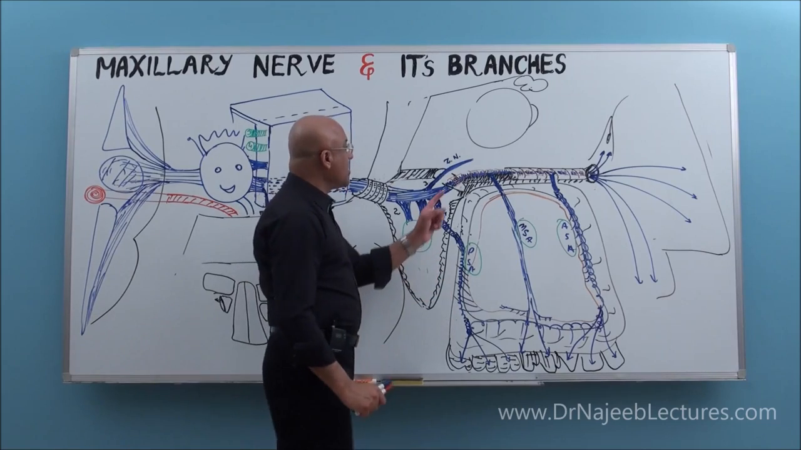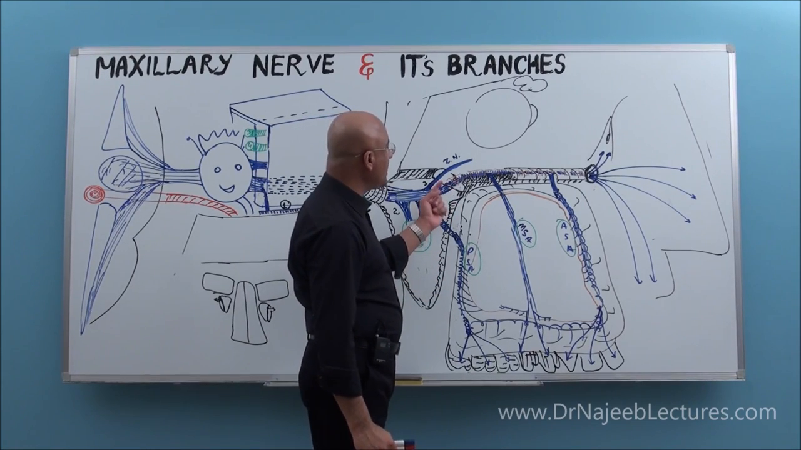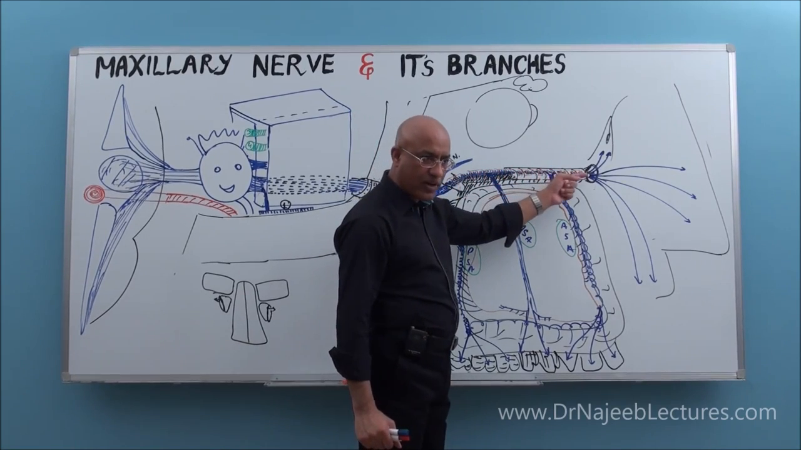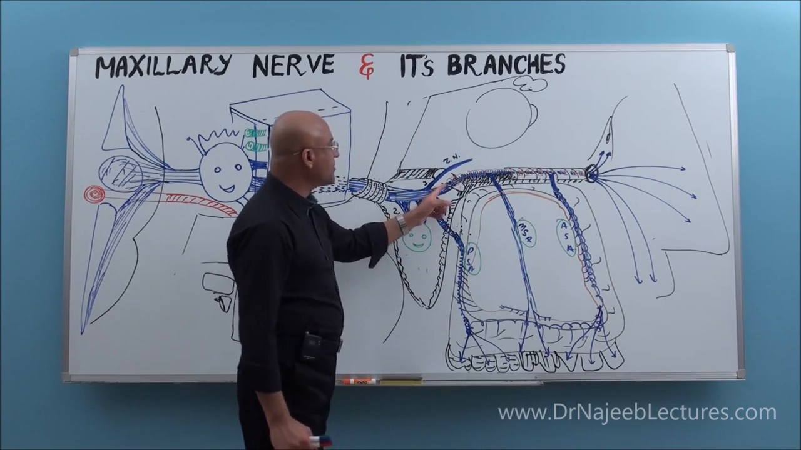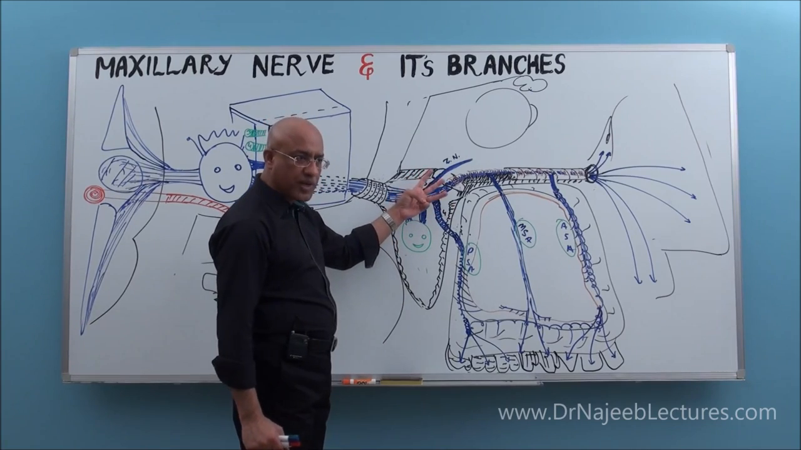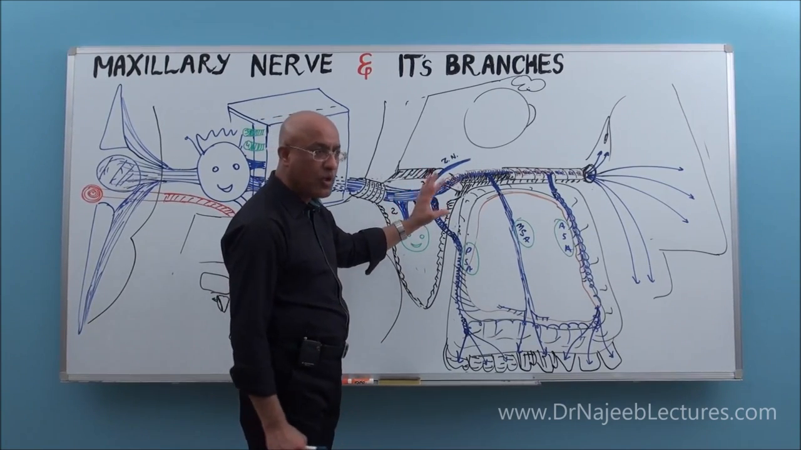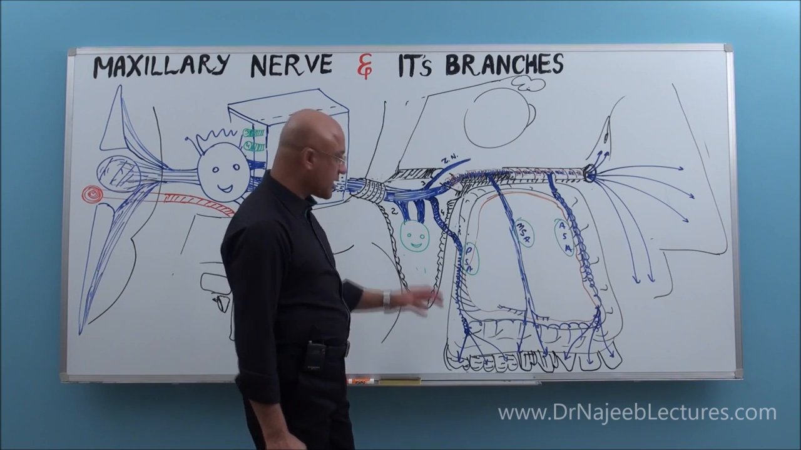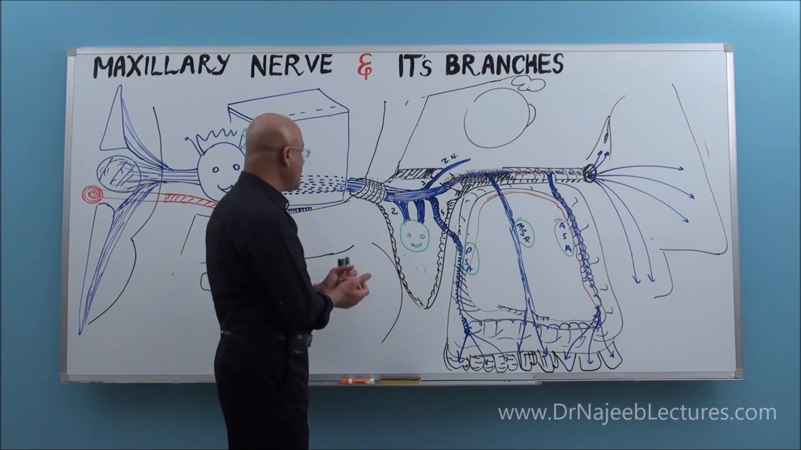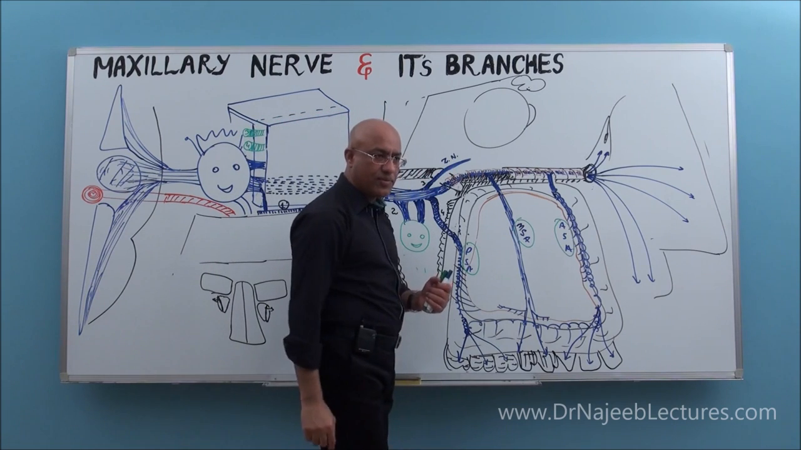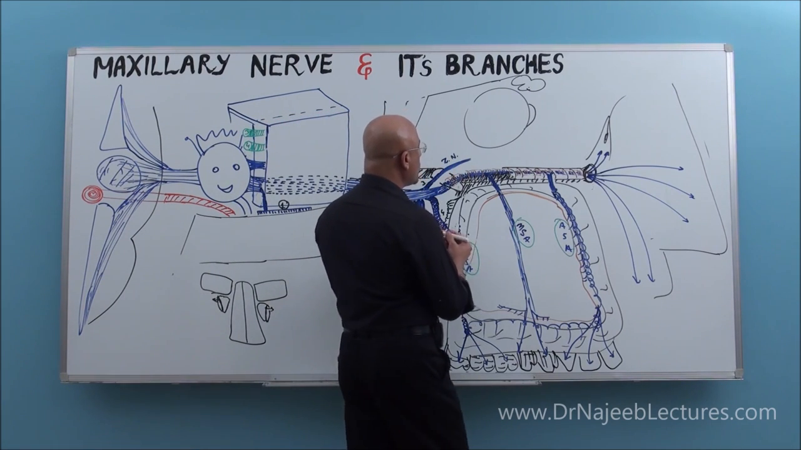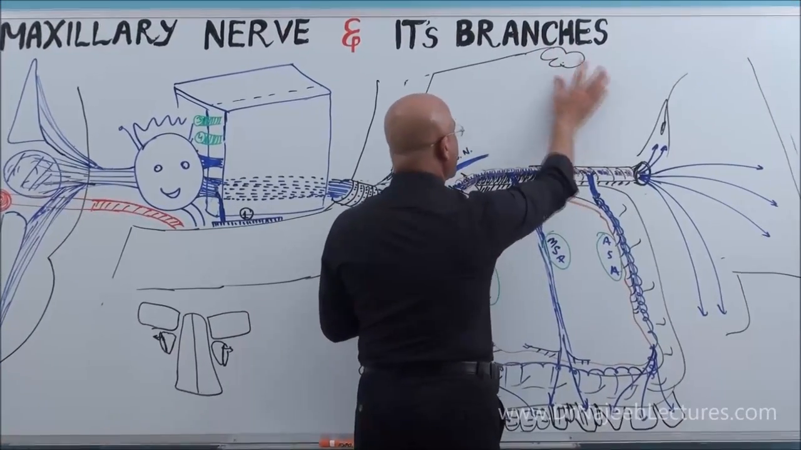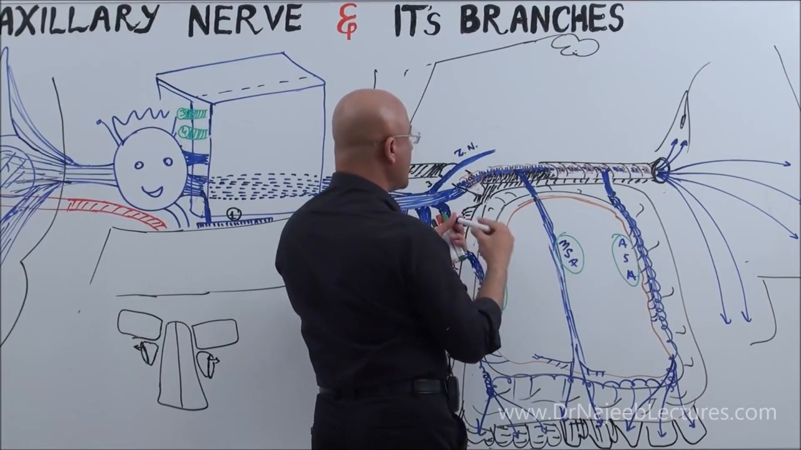Is that right? Most of the authorities believe infraorbital nerve should be considered a continuation of the maxillary nerve. Some authorities say that maxillary nerve terminates here and divides into three branches. It's up to your taste what you want to know, but you should know exactly how the neuronal system is placed there and working, right? Now we will deal with this branch, zygomatic nerve. Zygomatic nerve goes along the lateral wall of the orbit, right?